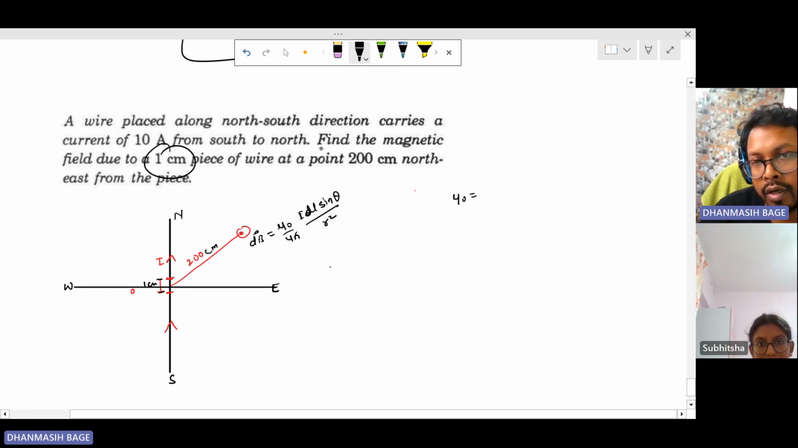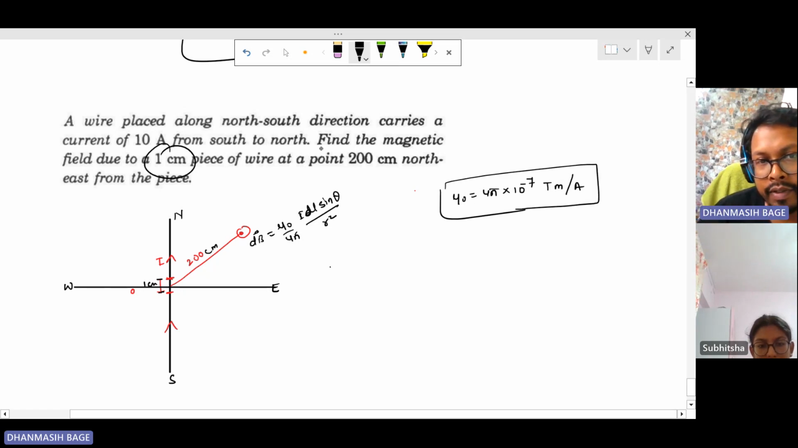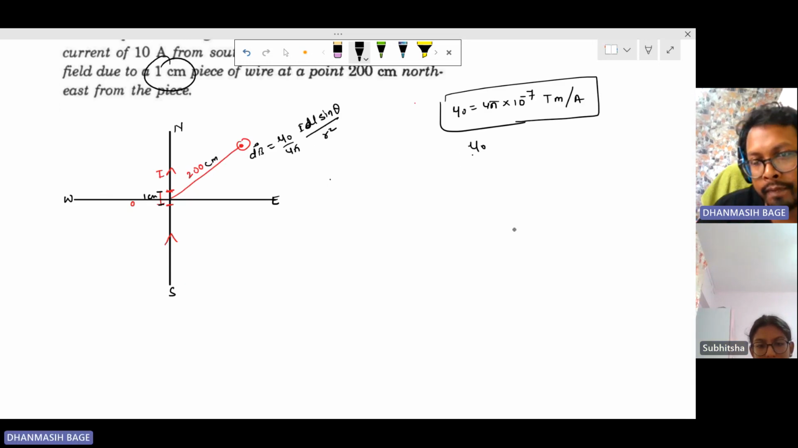Mu naught is equal to 4 pi into 10 to the power minus 7 Tesla meter per ampere. 4 pi is given. So mu naught by 4 pi will be equal to what? Mu naught by 4 pi is simply equal to 10 to the power minus 7 Tesla meter per ampere. Right?